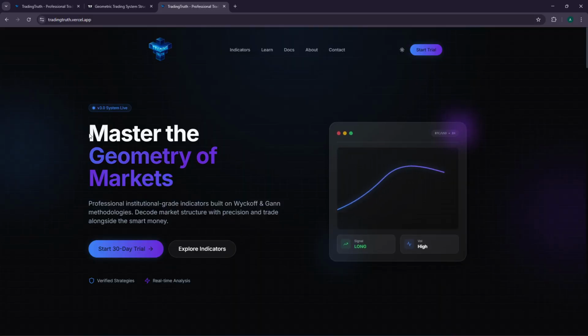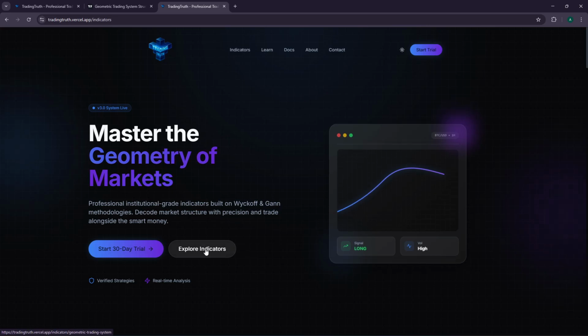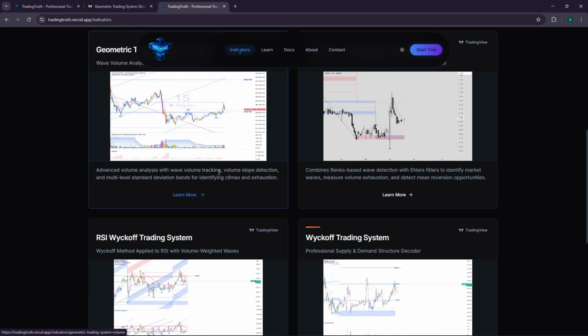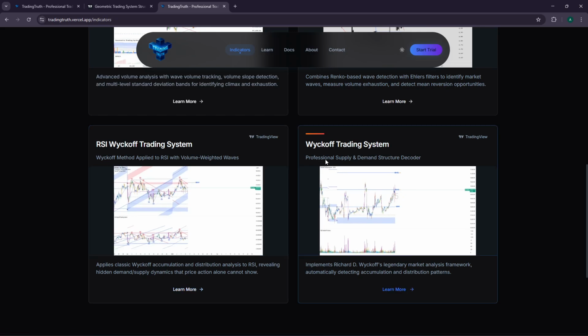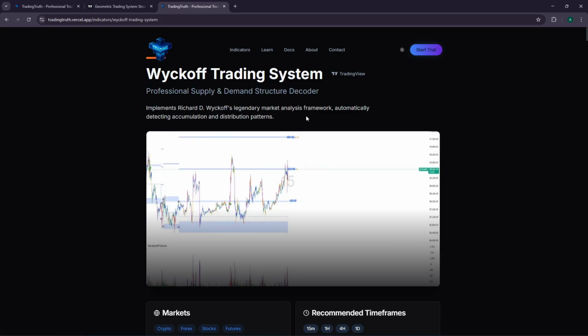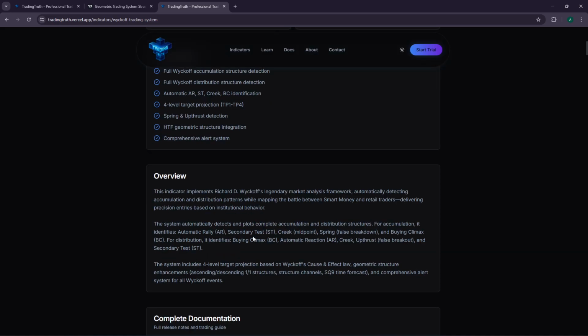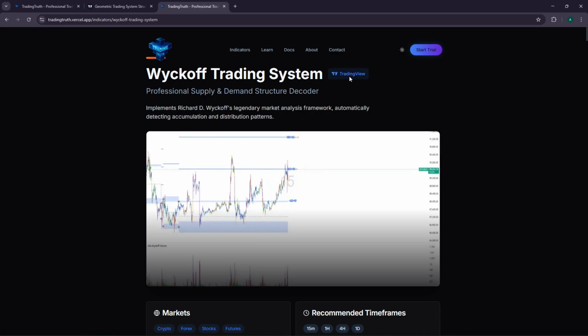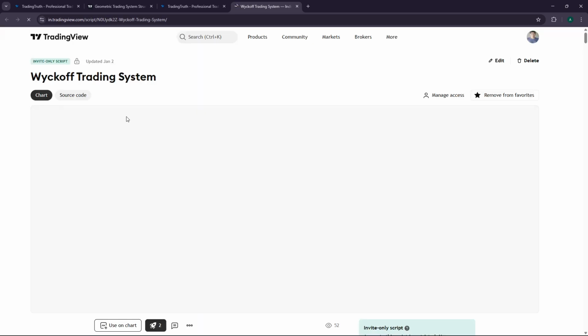So yeah, guys, please check this out. Okay, and I think you're gonna like it. You can actually go ahead and explore the indicators. Okay, for instance, we talked about Wyckoff here, and RSI Wyckoff. So you can read about those, right? Read about those here, how it works, how to use it, most importantly. And when you go to TradingView, you can see as well.